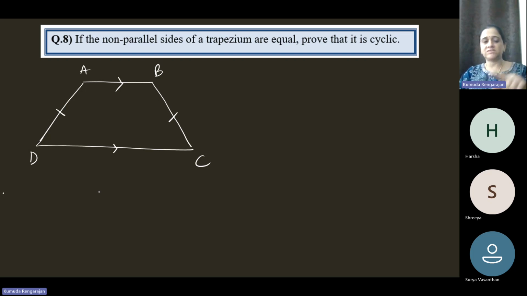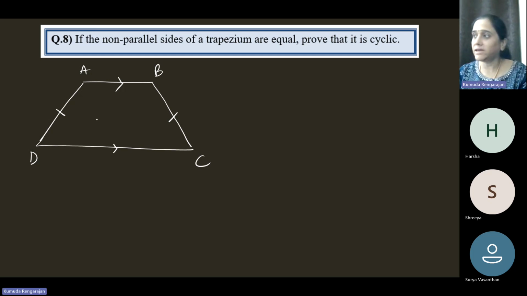Prove that it is cyclic. That means an isosceles trapezium is always cyclic. If the non-parallel sides of a trapezium are equal, so they're talking about an isosceles trapezium, prove that it's cyclic. So an isosceles trapezium is always cyclic. A trapezium need not always be cyclic. An isosceles trapezium is always cyclic.